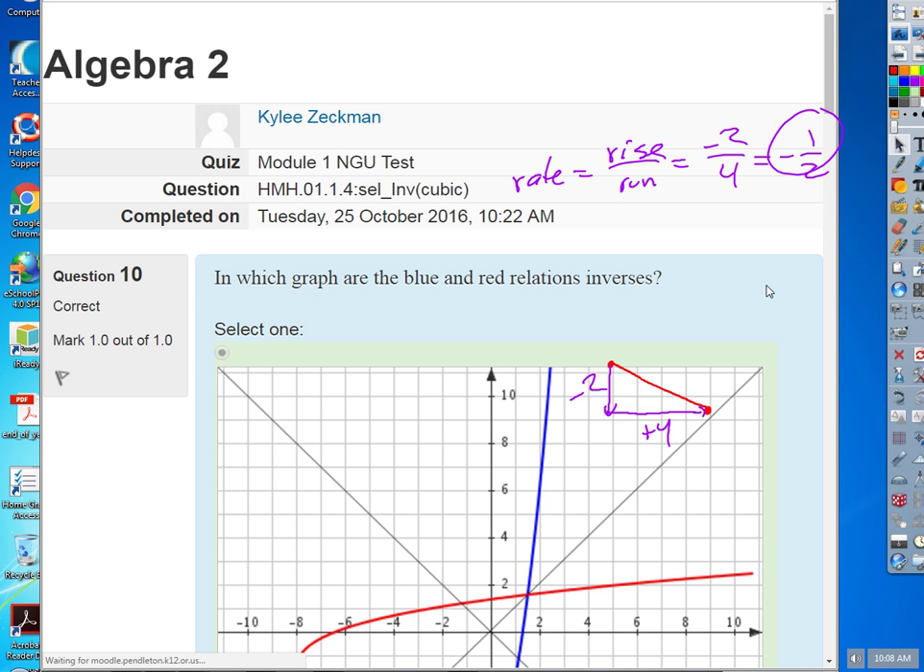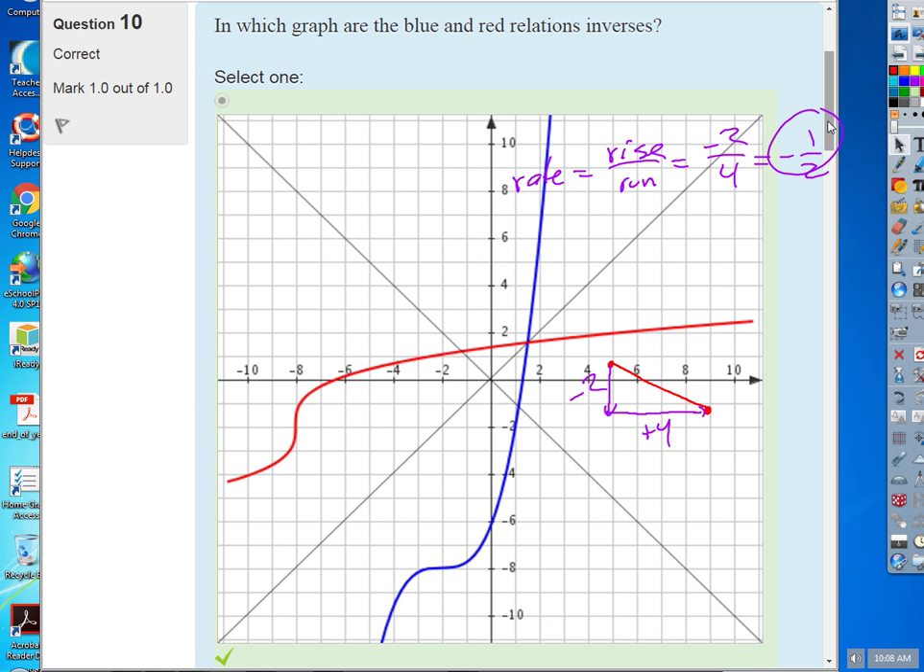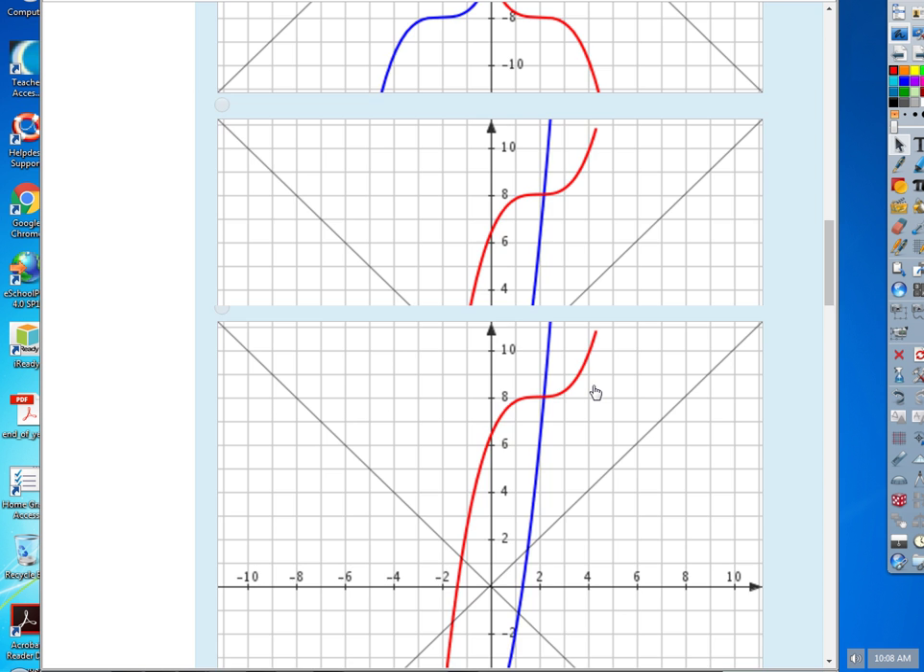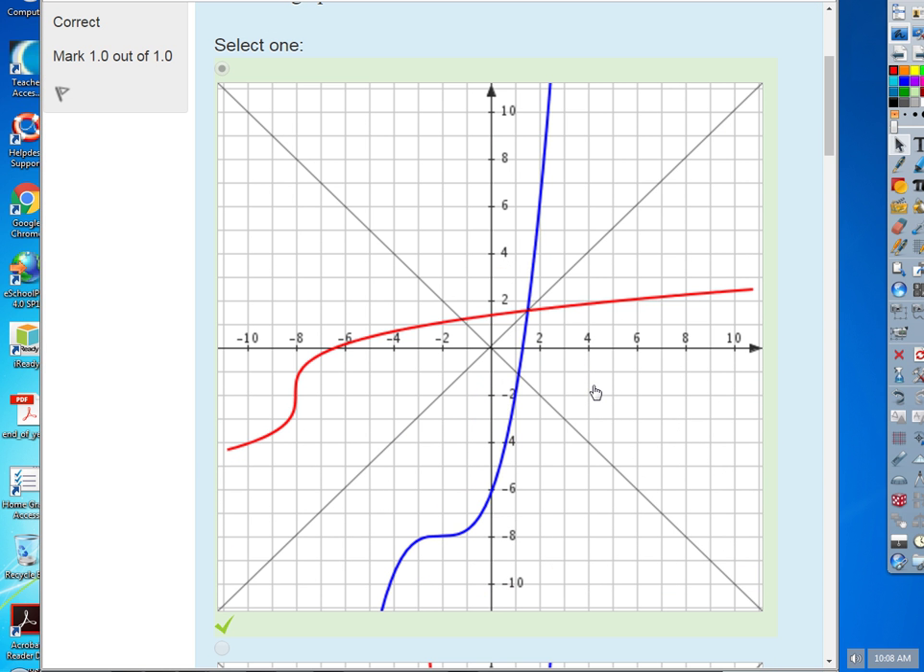Yeah, the only other one, the next one, and this is pretty easy, would just be one like this, where we want to find out in which graph are the blue and red relations inverses. This is where they're inverses when they have symmetry about that diagonal line y equals x, so that's the correct answer. Right? These would all be wrong. Okay, you got it. That's it.